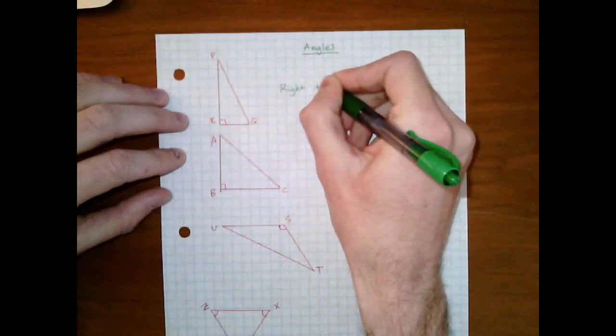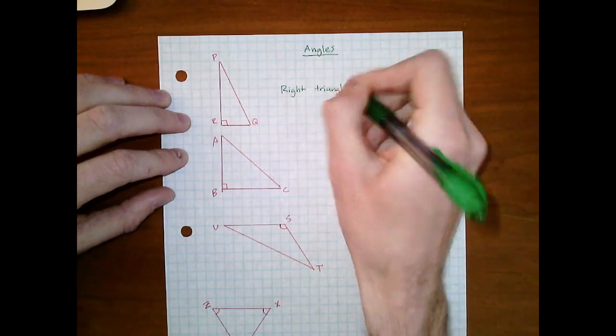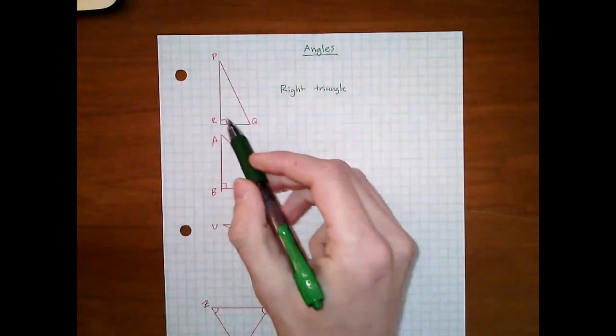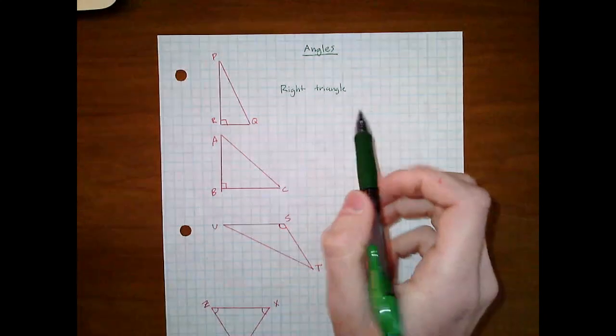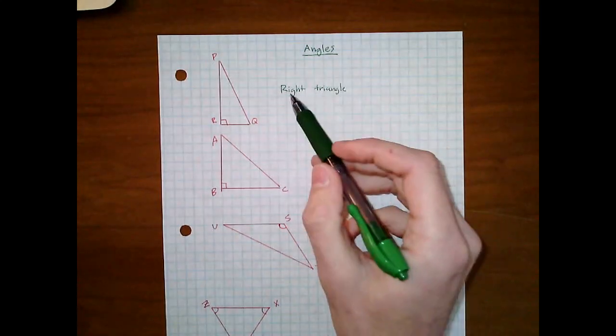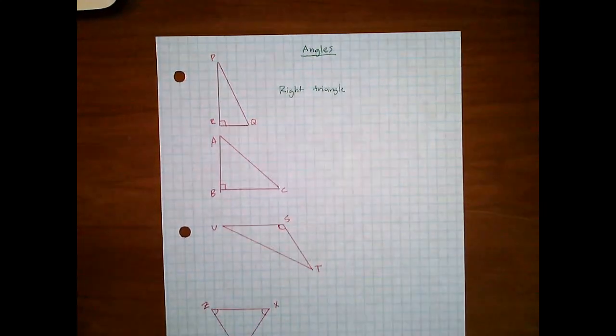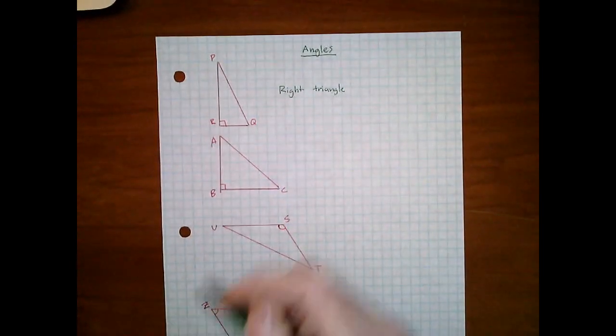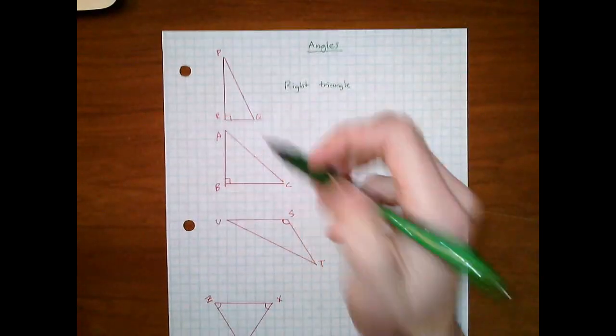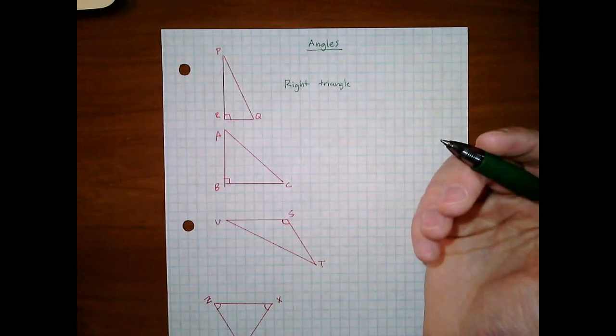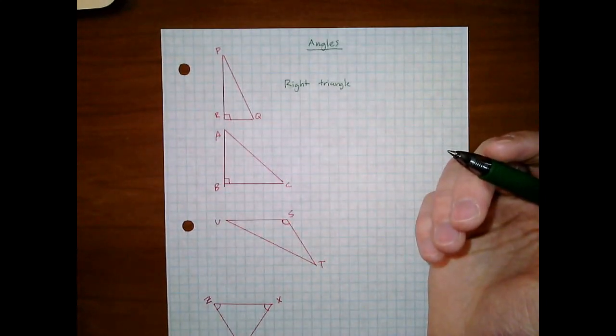triangle because there's a right angle. You don't need to say right angle triangle. You can get rid of the word angle in between and just say right triangle. And then what that tells the reader is immediately that this triangle has a right angle in it. Can you think of a triangle that would have 2 right angles?